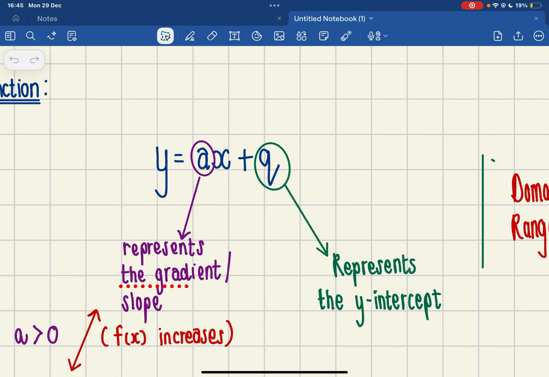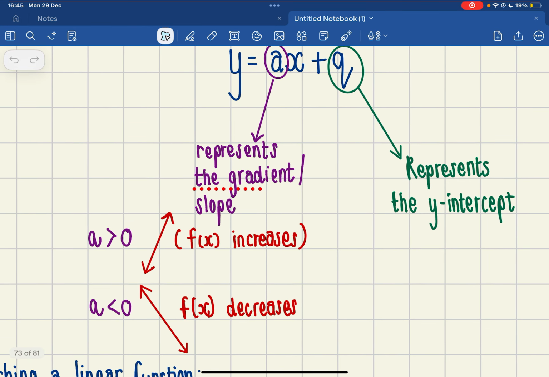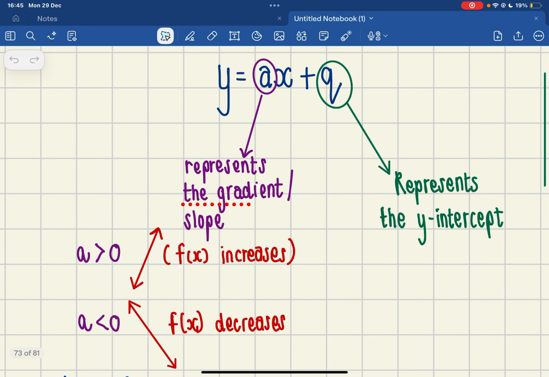Now boys and girls, the a in y is equal to ax plus q represents what we call the slope or the gradient of the graph. If a is positive, the graph is increasing. And if a is negative, the graph is decreasing. Now moving on to our q value, we said that q represents our y-intercept. And if you can remember, we find our y-intercept where x is equal to 0.